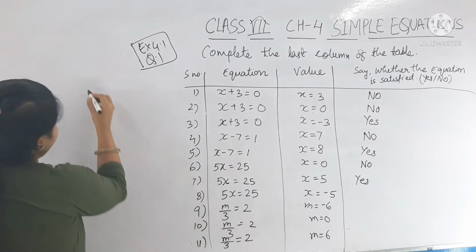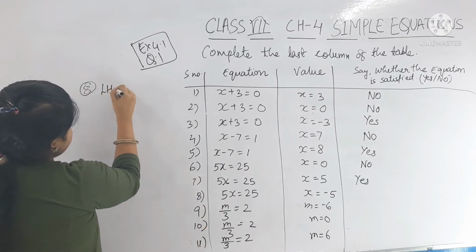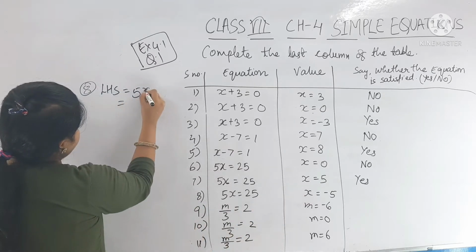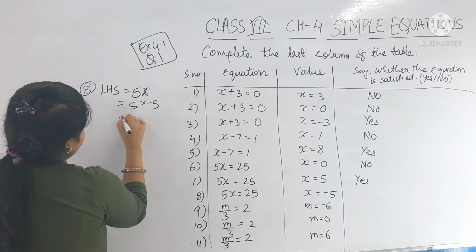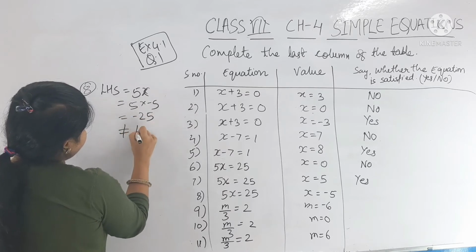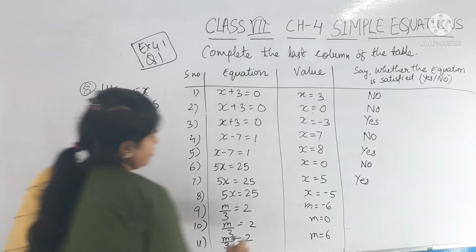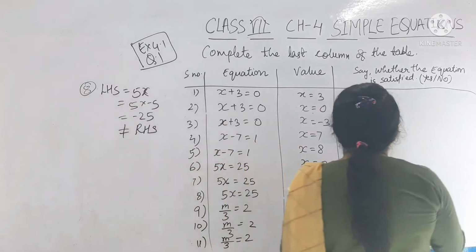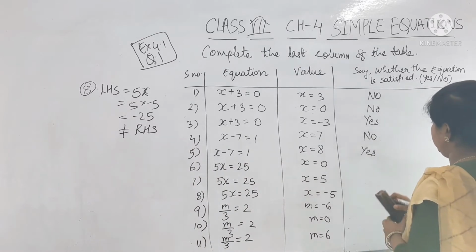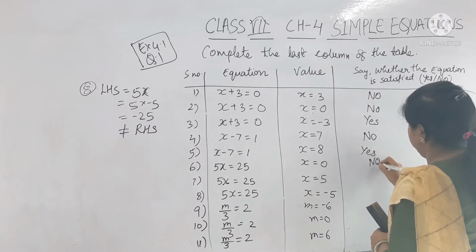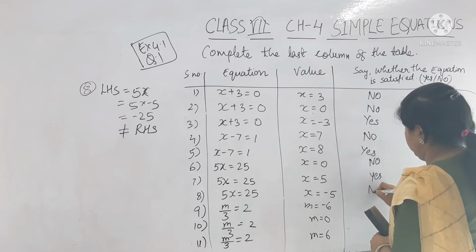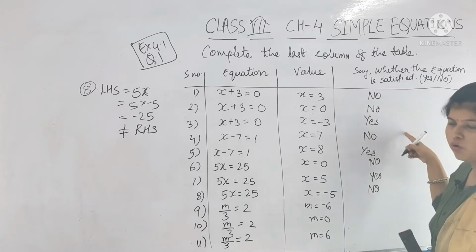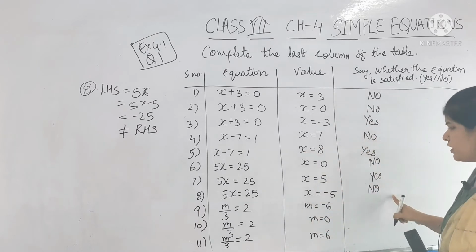Now come to the 8th part. LHS is equal to 5x. Here x equal to minus 5. 5 into minus 5, that is minus 25, not equal to 25, not equal to RHS. So here it will be no. Like this you have to write no. For not satisfied it is no, for satisfaction it is yes.